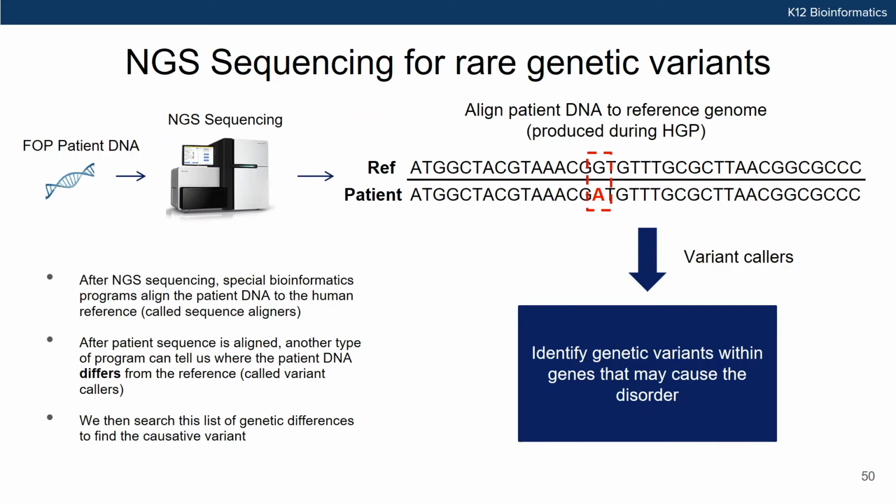We then look closer to identify which genetic changes might be causing the specific disease. For example, for a disorder impacting the formation of bone, like FOP, we may want to start with DNA differences that occur within genes involved in bone formation and growth.